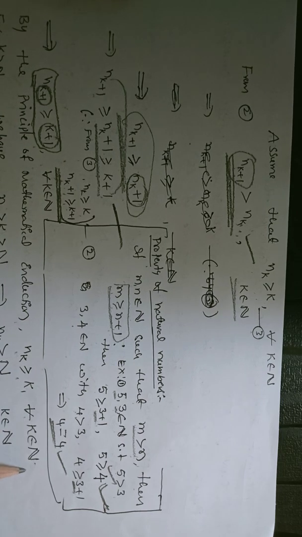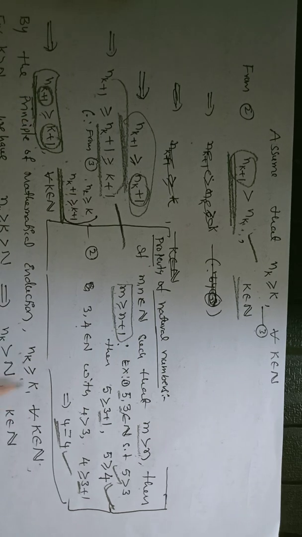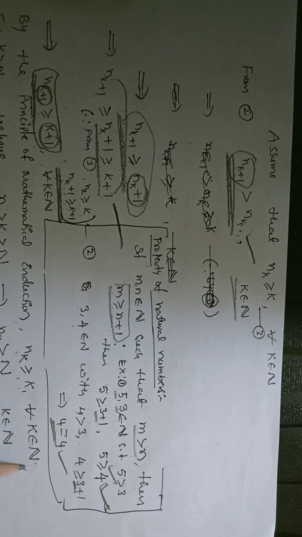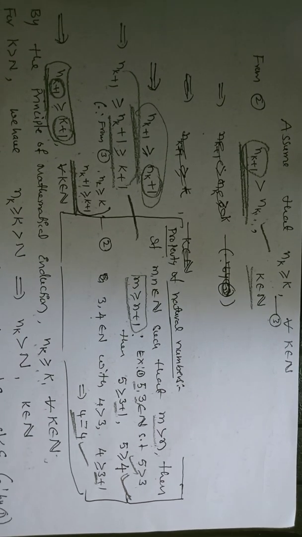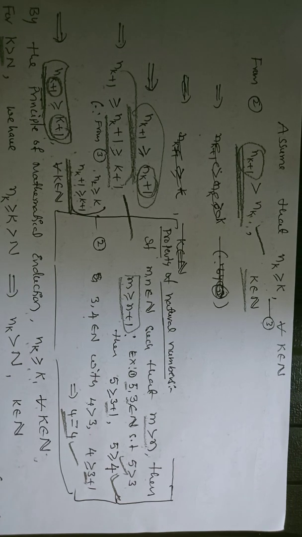So this is the principle of mathematical induction. In general, this can be written as n_k greater than or equal to k for every k belonging to N. For k greater than n, k is bigger than n, we have n_k greater than or equal to k. So I'm taking k greater than n.